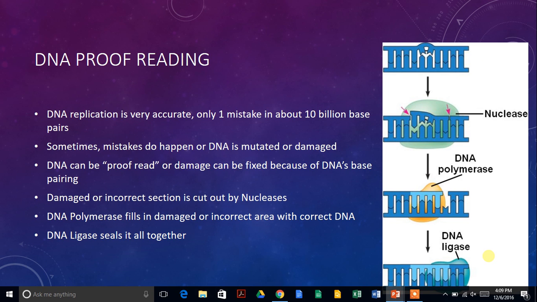So DNA replication is very efficient and very accurate. Only one mistake happens in about 10 million base pairs that are replicated. Sometimes mistakes do happen though, or sometimes DNA is damaged by things like UV light.